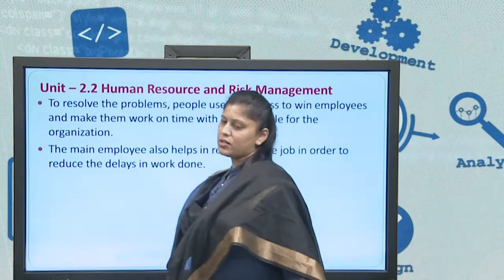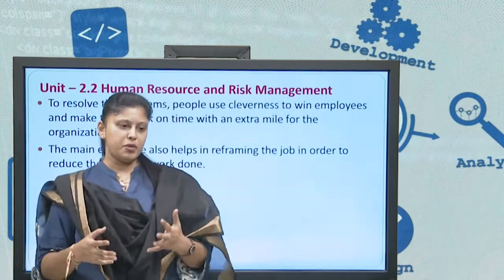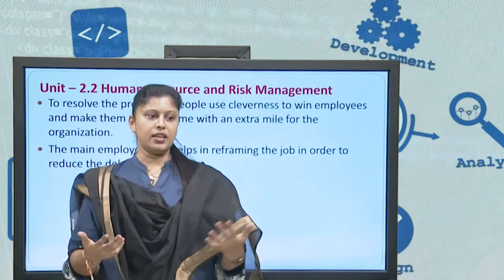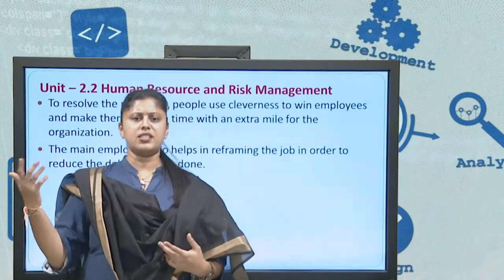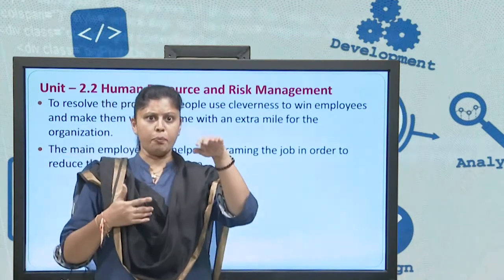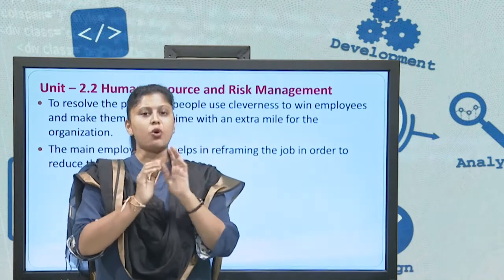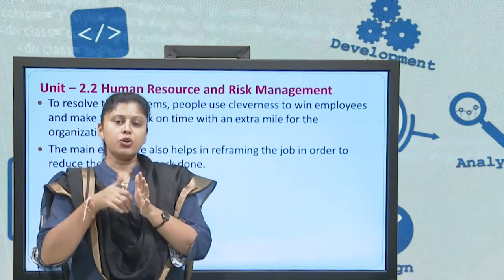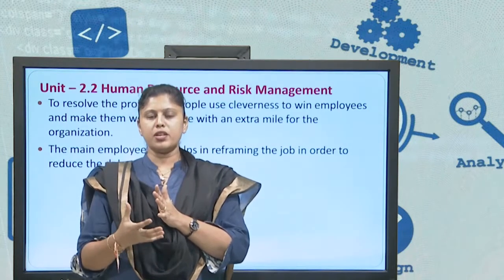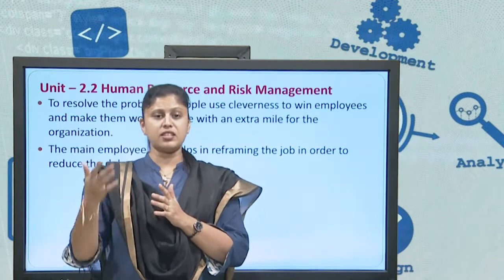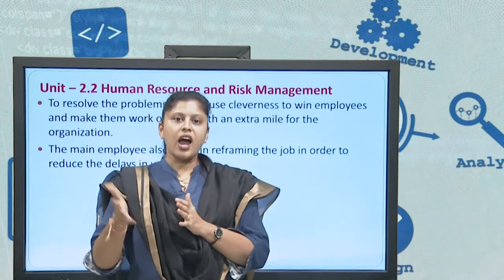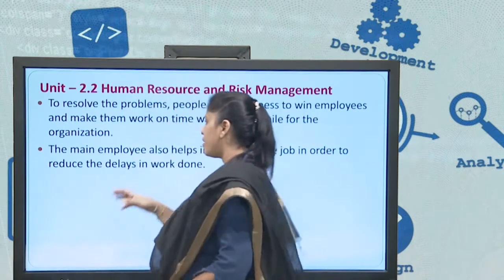for the organization. See, now when you have certain types of employees who cannot work for the company in that overload environment, in that stressed environment, then the human resource at the topmost management or the middle management will try to boost up those employees. They will try to win those employees by their talk, maybe by giving incentive or something which will help that employee to work for extra hours for that particular organization, for an extra mile.